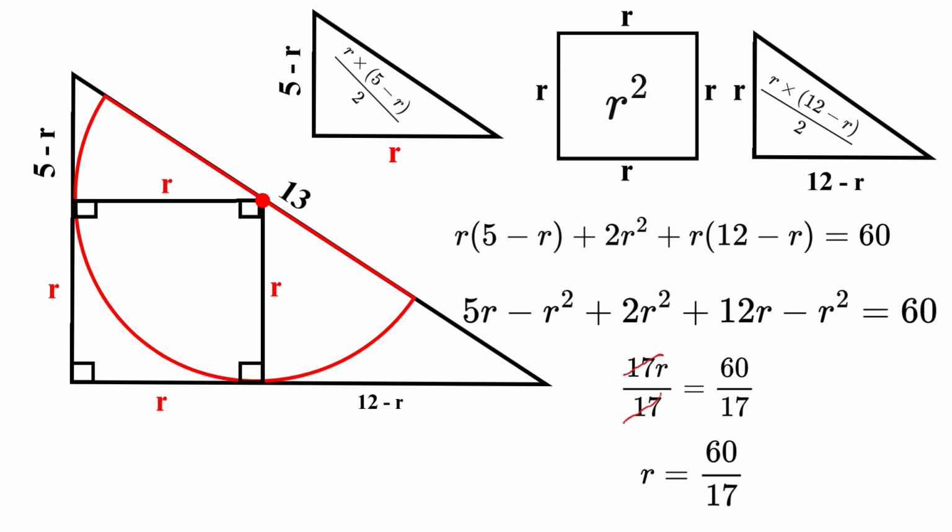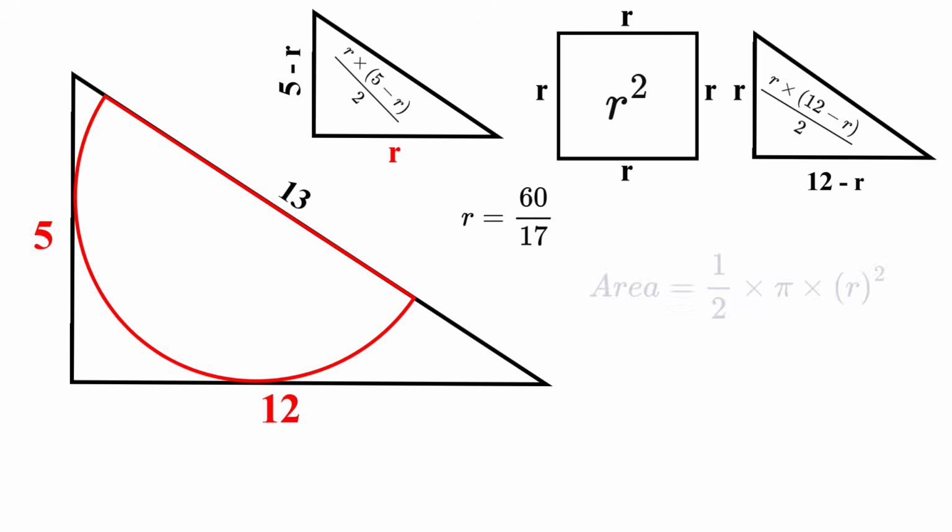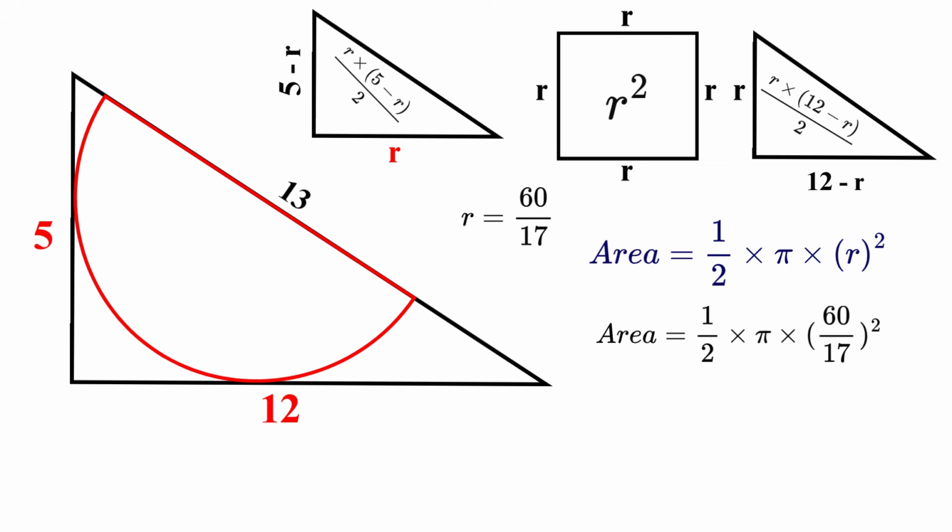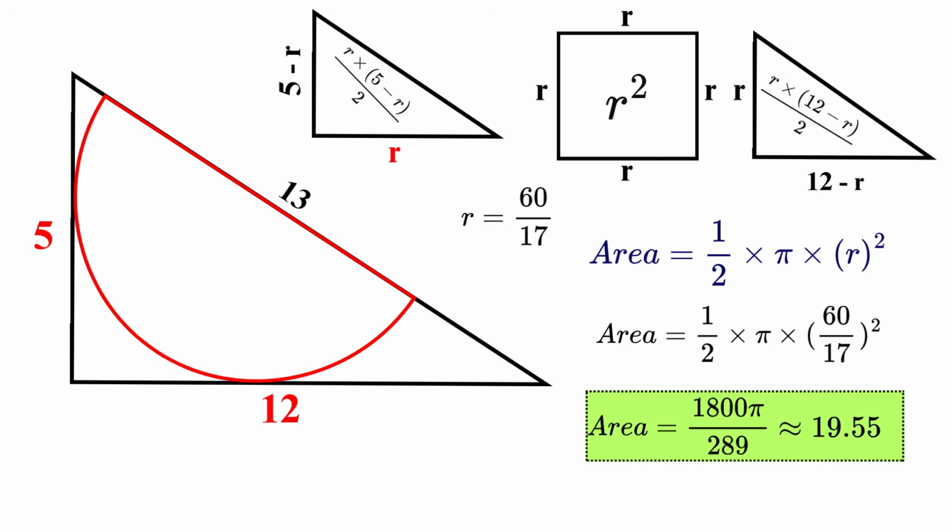Now we have the radius r, so we can easily find the semicircle area. The formula for a semicircle is 1/2 times pi times r squared. By putting in the value, it becomes area equals 1/2 times pi times (60 over 17) squared. This becomes area equals 1800 pi over 289. After simplification, it equals approximately 19.55, and that is our final answer.